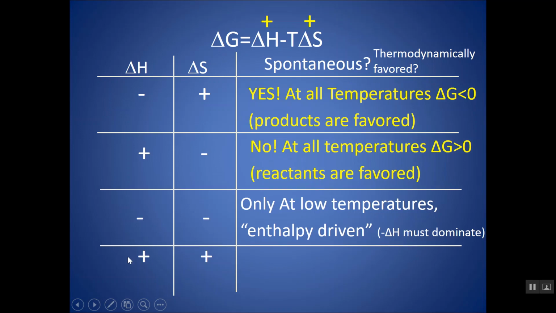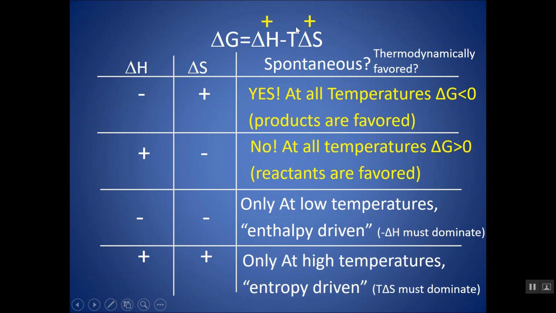And in the opposite situation, positive, positive, this is only going to give me a negative delta G if I have a very high temperature. So at high temperatures, T delta S is going to dominate, and I'm subtracting a positive number, which is going to give me a negative value for delta G. So you can think of it logically how I was talking about the signs, but if you don't like thinking of it logically, just kind of memorize this.